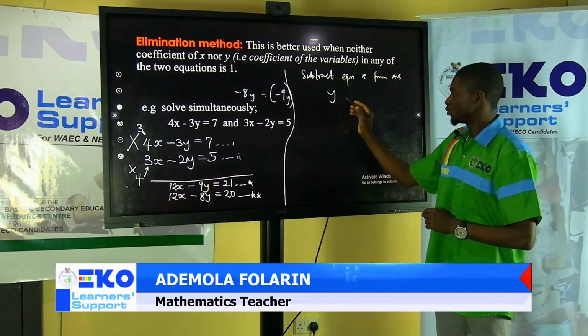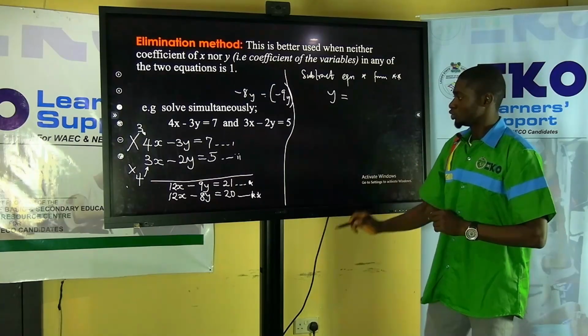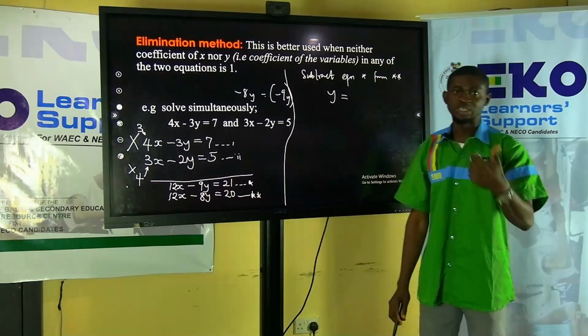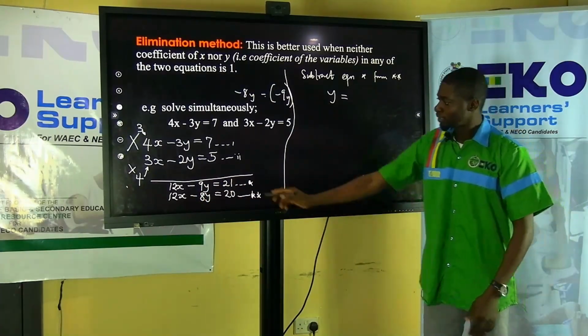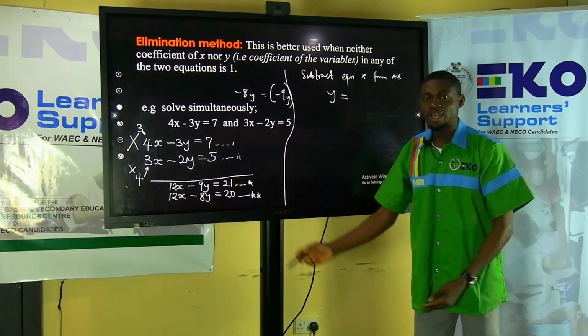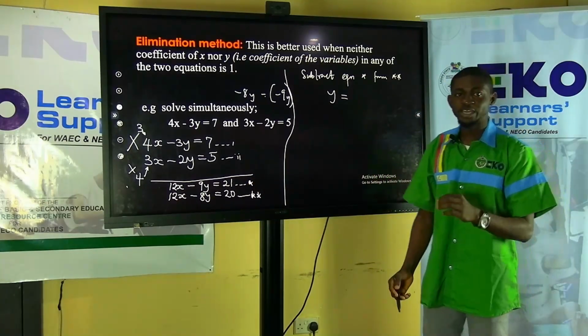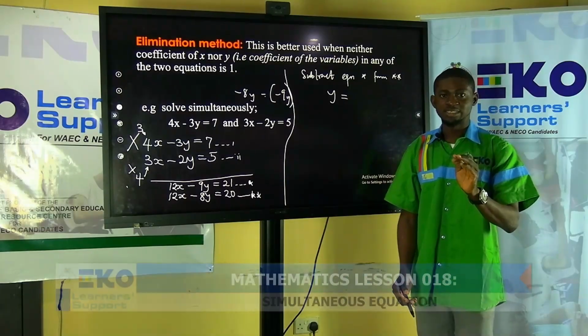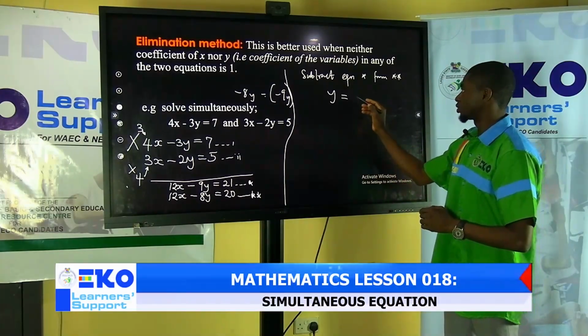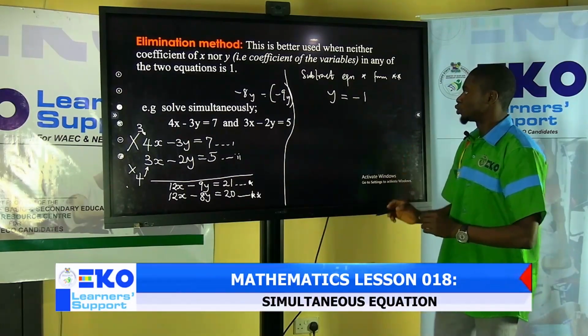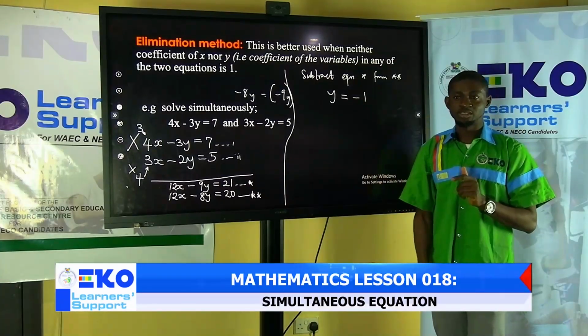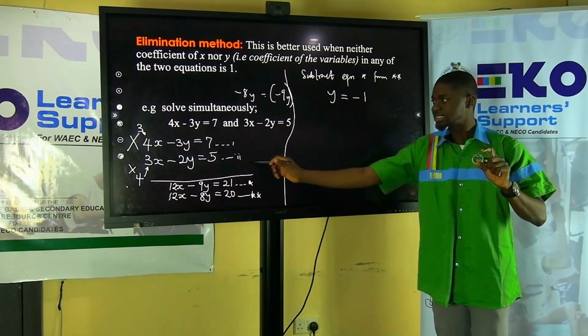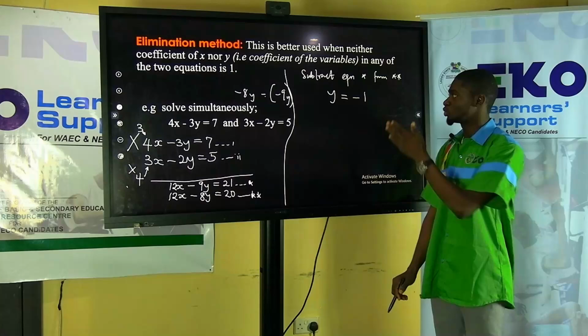y will be equal to, you remember that this one has become 0. It has been eliminated. Now we subtract 21 from 20. Don't forget, 20 comes first. 20 minus 21. Then that gives us what? Minus 1. So our y is negative 1. You see, elimination method. x has been eliminated, leaving us with y.